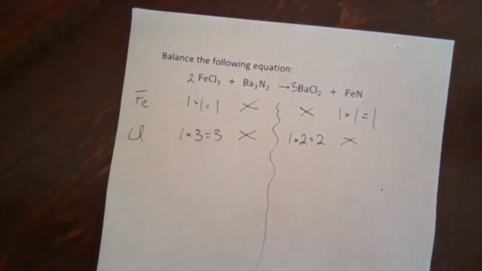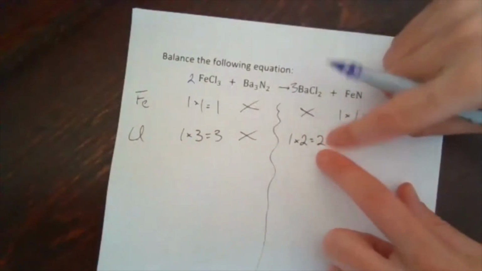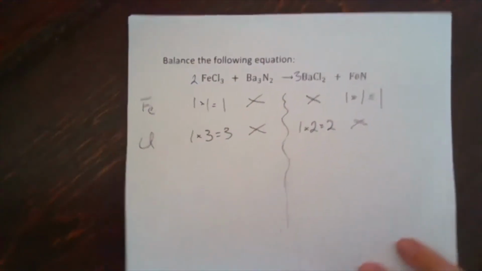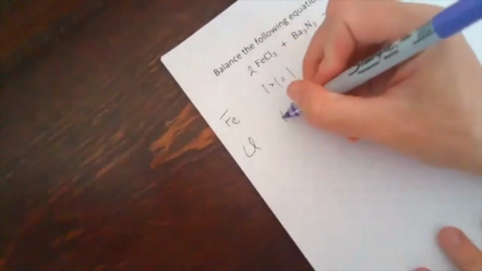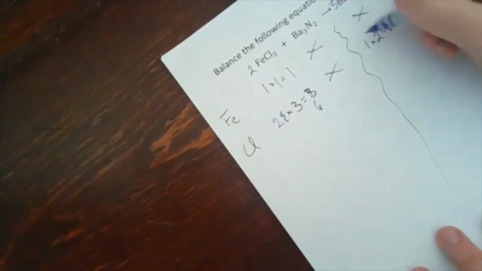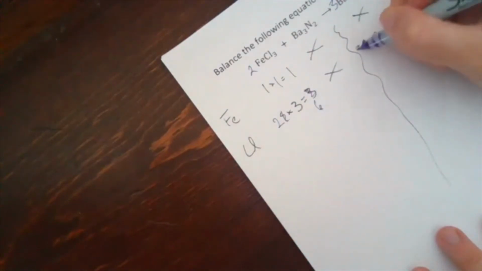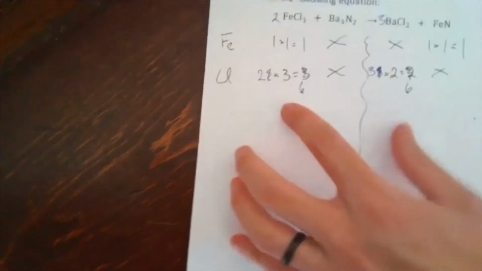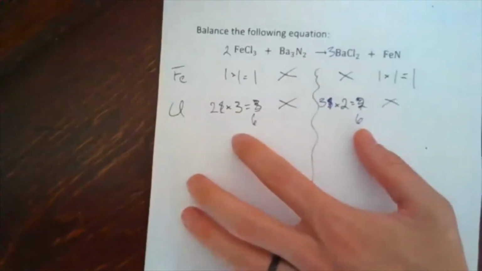Okay, so we basically take the coefficients, take the total, and make that the coefficient of the other side. Okay? And so then what we can see from that is that goes away, that becomes a 2. 2 times 3 is 6. That becomes a 3. 3 times 2 is, once again, 6. So now my chlorines are balanced at 6.